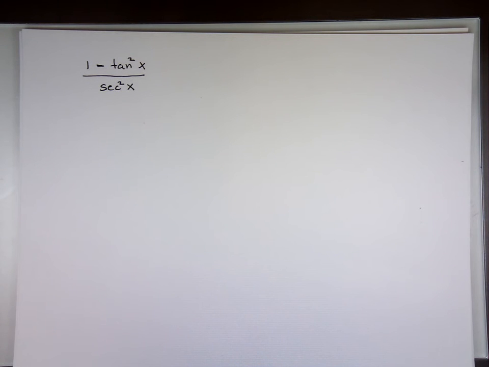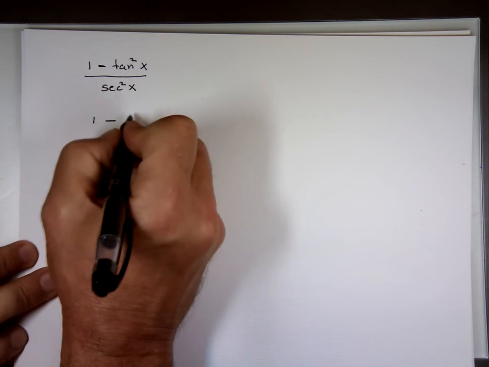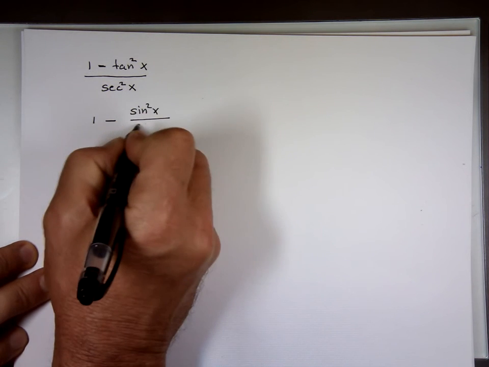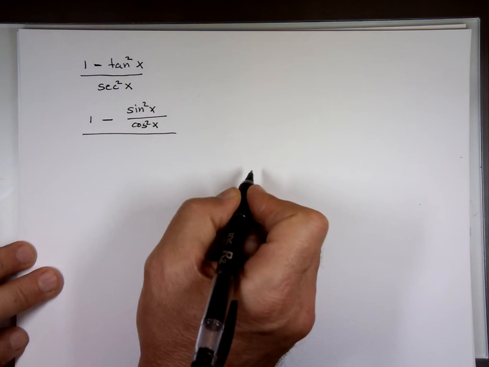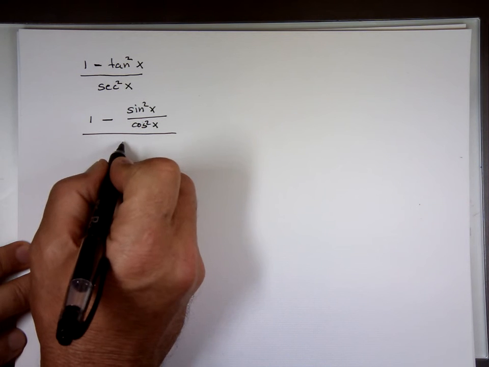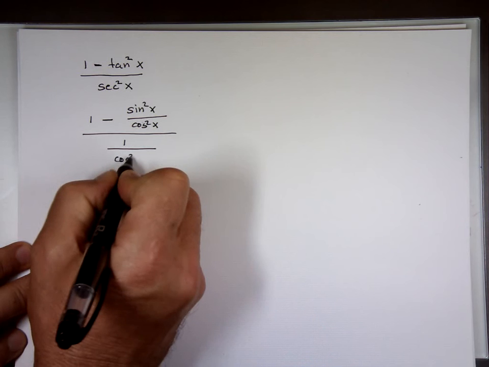So, remember what I said when you have sine, cosine, secant, tangent, all the stuff, I like to change them to sine, cosine. So that would be what? 1 minus tangent is what? Isn't that sine squared x over cosine squared x over secant, which is what? 1 over cosine squared x. I can see it now already.